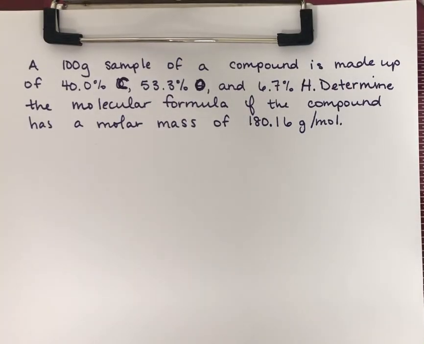All right, so this problem says a 100-gram sample of a compound is made up of 40.0% carbon, 53.3% oxygen, and 6.7% hydrogen. Determine the molecular formula if the compound has a molar mass of 180.16 grams per mole. Anytime you're trying to find a molecular formula and they don't give you the empirical formula, your first step is always to solve the empirical formula.